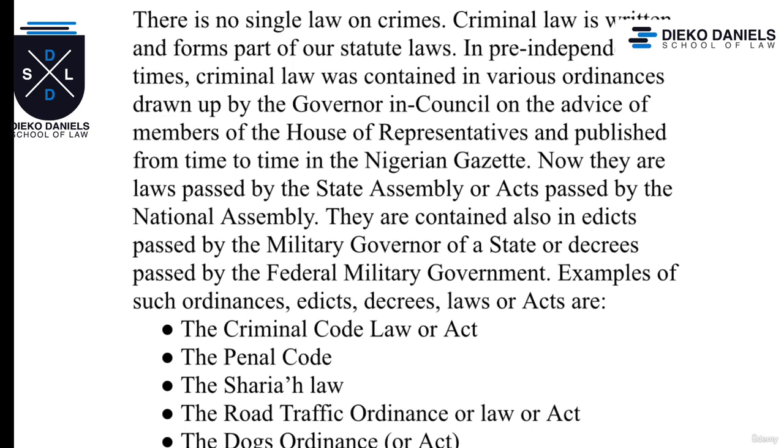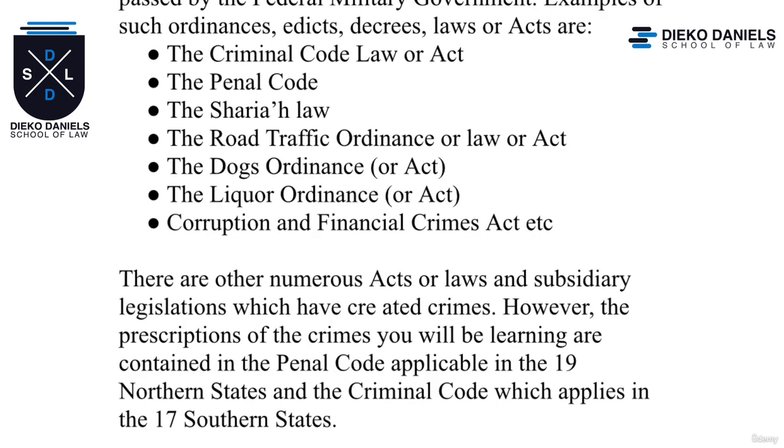They are contained also in edicts passed by the military governor of a state or decrees passed by the federal military government. Examples of such ordinances, edicts, decrees, laws or acts are the Criminal Code law or act, the Penal Code, the Sharia law, the Road Traffic ordinance or law or act, the Dogs ordinance law or act, the Liquor ordinance law or act, the Corruption and Financial act, etc. There are numerous acts or laws and subsidiary legislation which have created crimes.